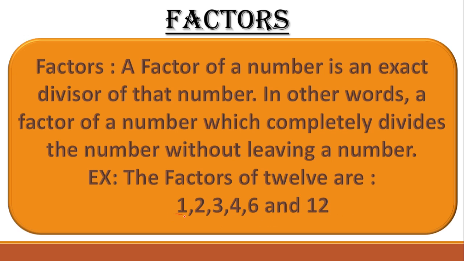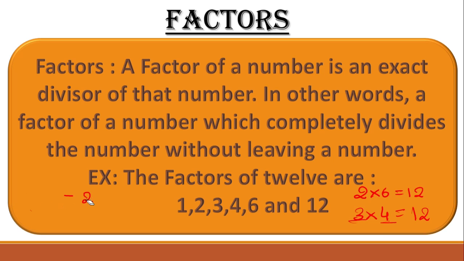Now, in one table 12 will come. How? Let's see. So 1 into 12 is 12. So we can say 1 and 12 are factors of 12. Now, how is 2 divisible? By doing 2 into 6, which is 12 again. So 2 and 6 are factors of 12. And 3 divides 12 completely as 3 into 4, so 3 into 4 is 12. So 3 and 4 are factors of 12. So like this we found out the factors of 12.